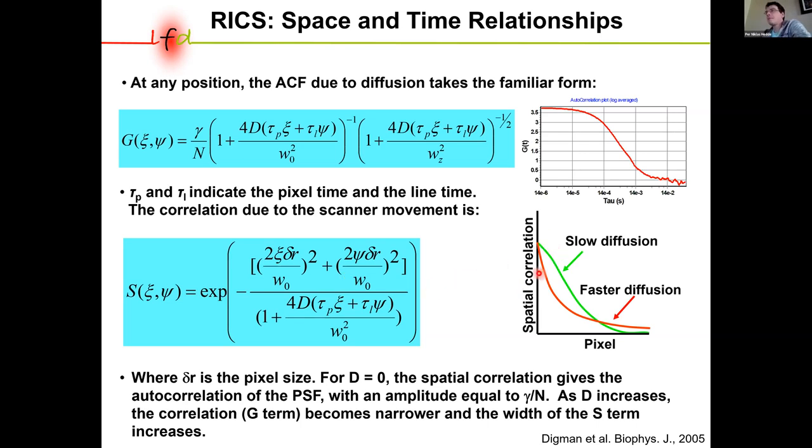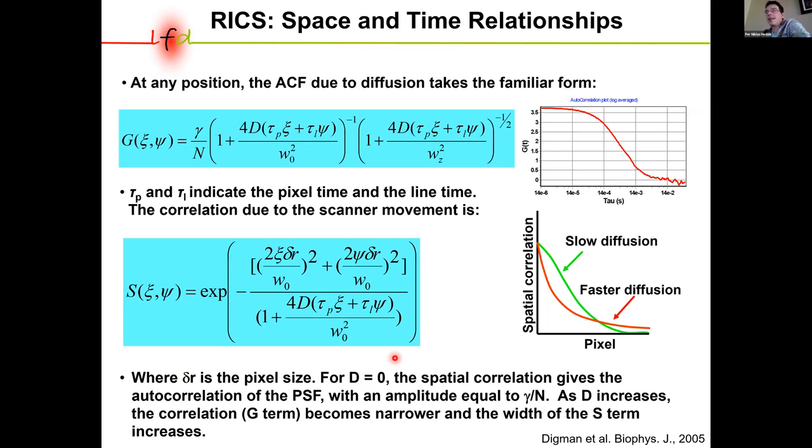Okay, on the right-hand side, you see the illustration again that you have seen on the previous slide. So for slow diffusion, we expect this kind of bell-shaped curve, which decays rapidly. If you have faster diffusing molecules, the spatial correlation will extend further because the molecules were able to move to pixels that are further away. Okay. We also have to consider the pixel size, which is incorporated in this parameter delta R.